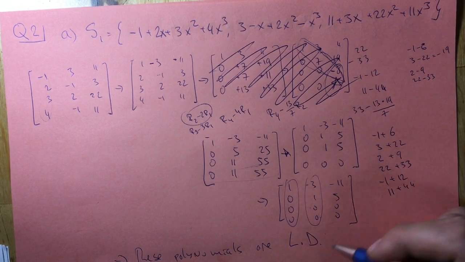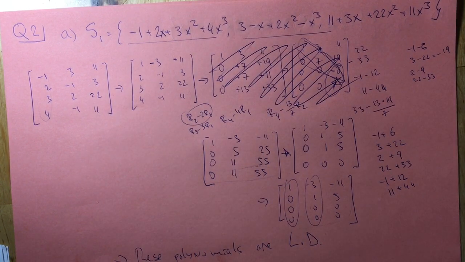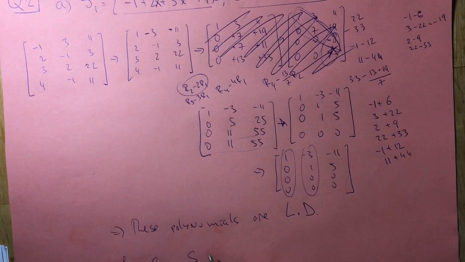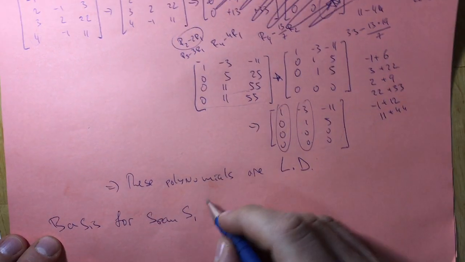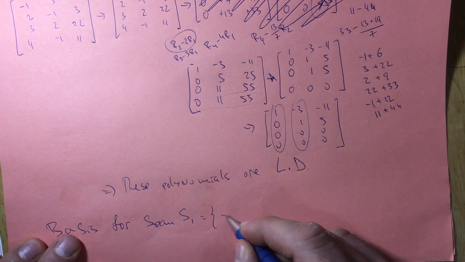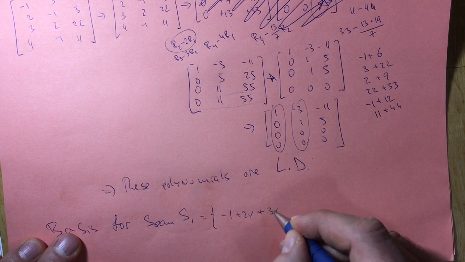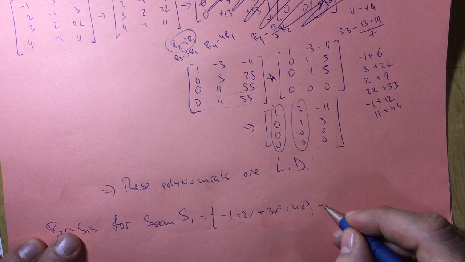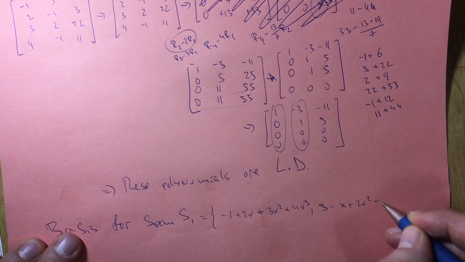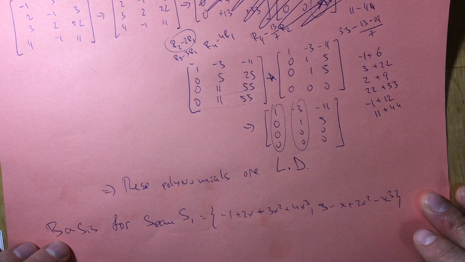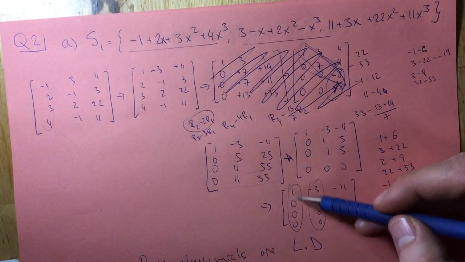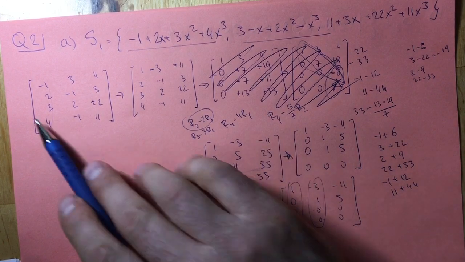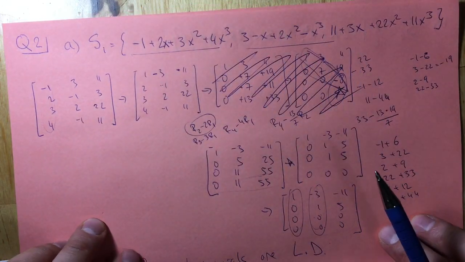I have pivots in the first two columns that correspond to the first two polynomials. So the basis for the span of S1 of this set is negative 1 plus 2x plus 3x squared plus 4x cubed, and 3 minus x plus 2x squared minus x cubed. So I take the first two polynomials because I have pivots in the first two columns. Each column corresponds to a polynomial.